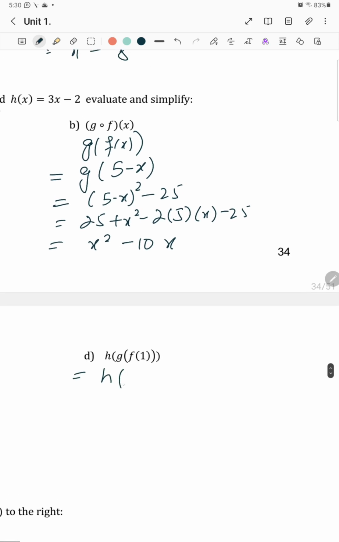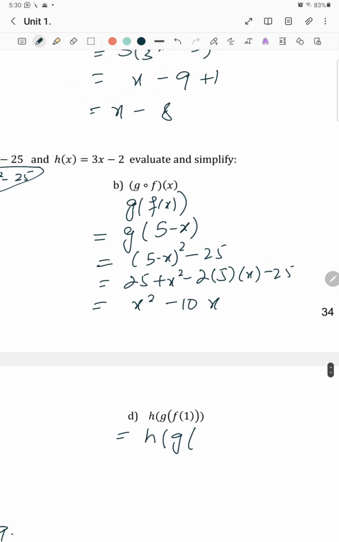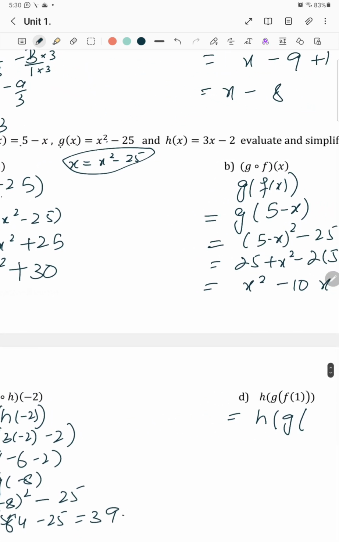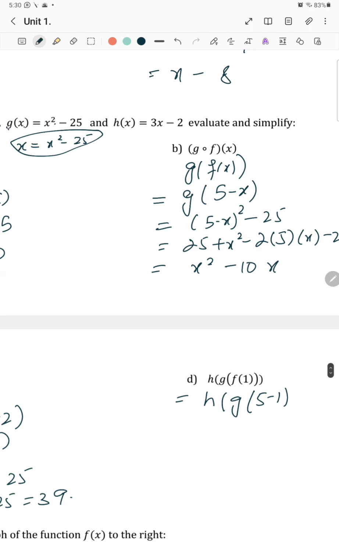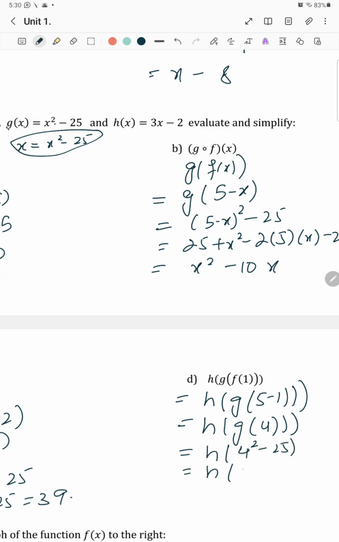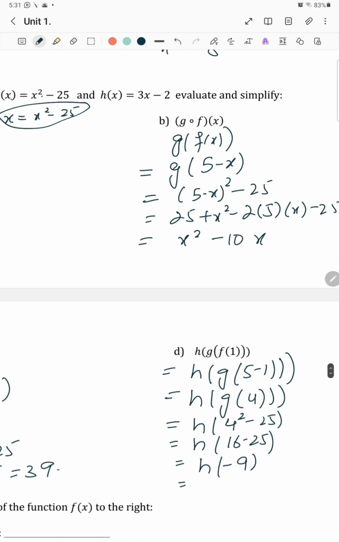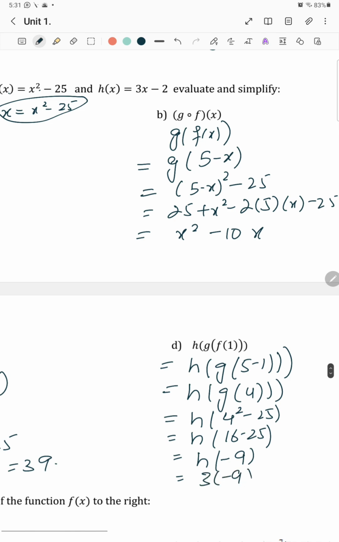Now it's h g f of 1. So putting 1 in f, 5 minus 1, h g of 4. So now 8. What about g of 4? 4 times 4 is 4 square minus 25, h of 16 minus 25, h of minus 9. Now putting minus 9 in h, 3 into minus 9 minus 2.